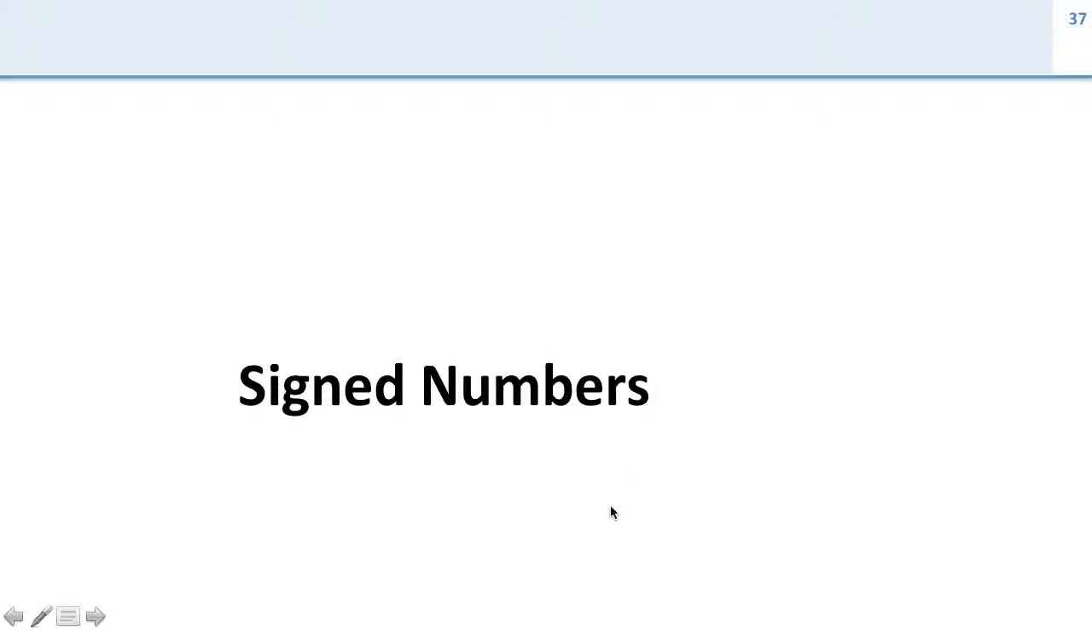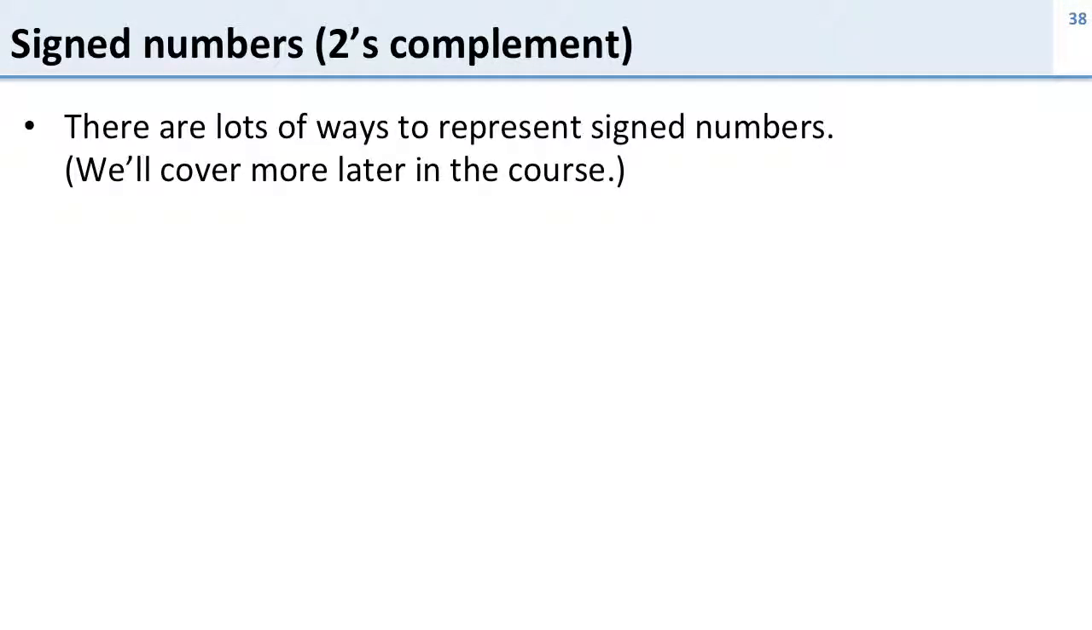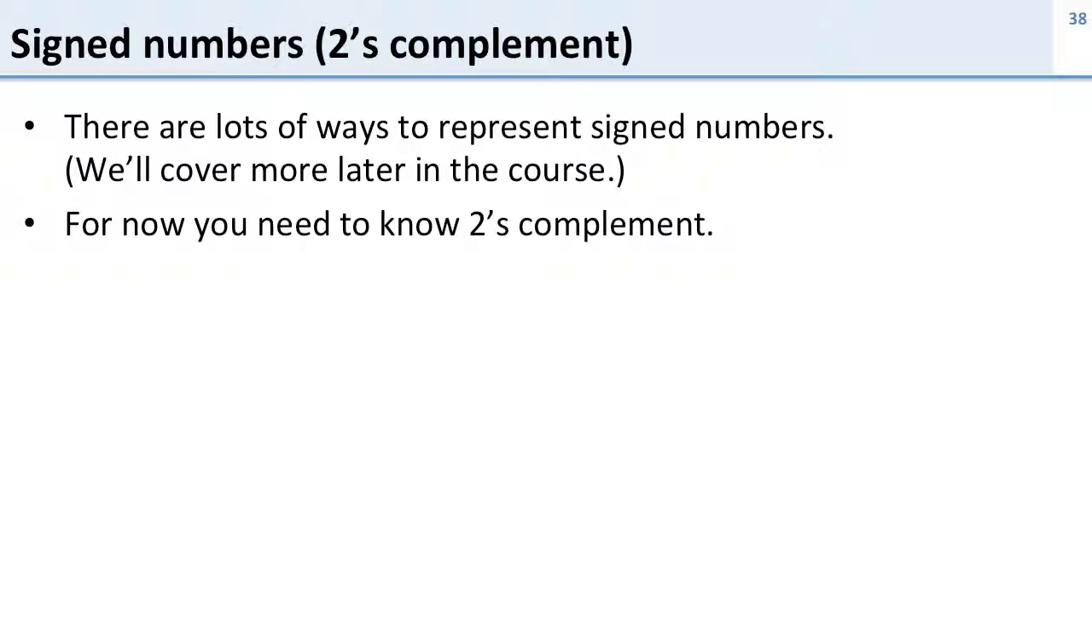So now we're going to talk about signed numbers. That is, numbers that can be both positive and negative. There are lots of different ways to represent signed numbers, and we'll talk about some of them later on in this course, but for right now, you just need to know about 2's complement. The reason for this is because almost all math in computers these days is done using 2's complement.